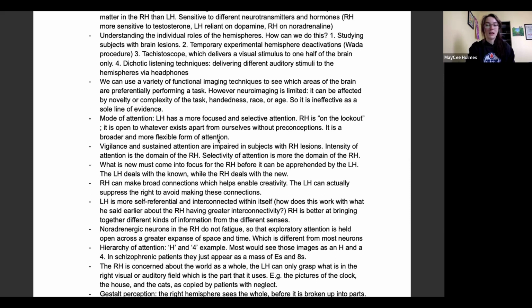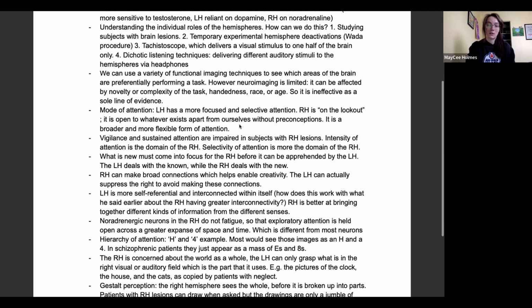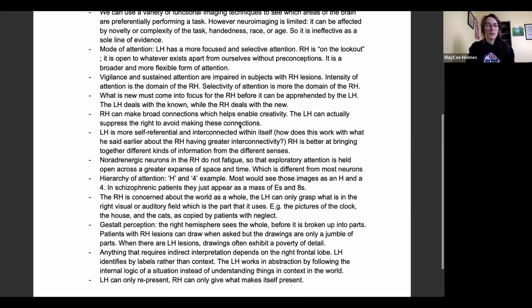We can use a variety of functional imaging techniques to see which areas of the brain are preferentially performing a task. However, neuroimaging is limited. It can be affected by novelty or complexity of the task, handedness, race, or age. So it is ineffective as a sole line of evidence.